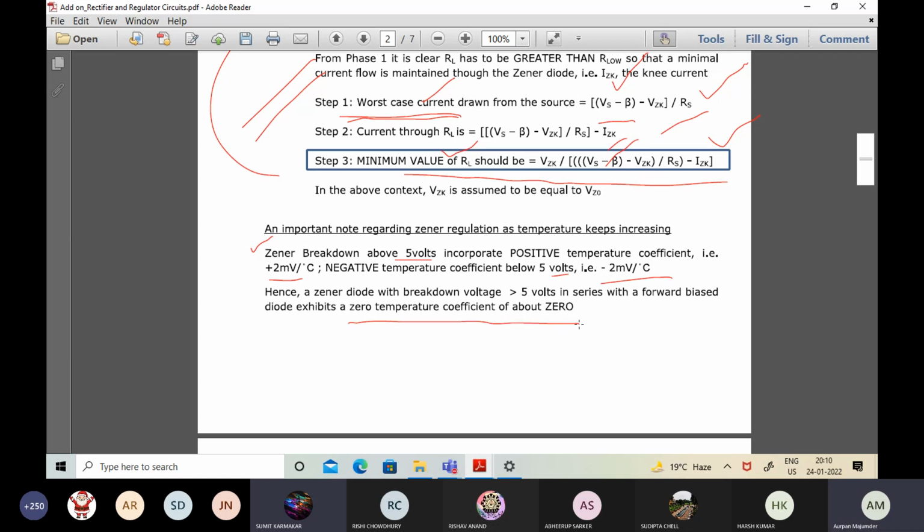It will exhibit a zero temperature coefficient. The thing will not change with temperature. The voltage will not change with temperature. It's a very crucial and interesting thing, connecting these two diodes in series: a Zener with a normal diode, provided the Zener diode is having a breakdown potential higher than 5 volts.